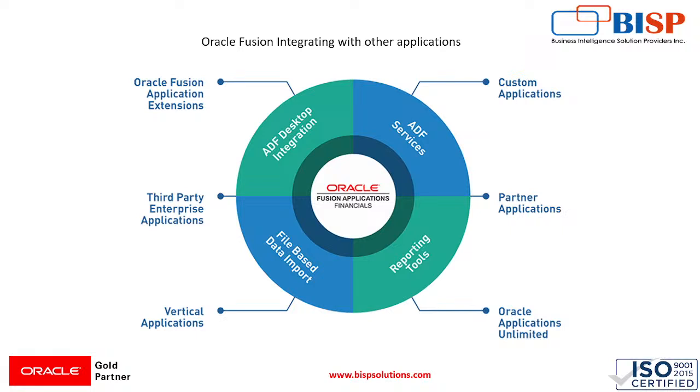FBDI is used for bulk data, that is master data or transactions, and it supports CSV or Excel file uploads via Oracle UCM, that is, Universal Content Management. It is commonly used to integrate with QuickBooks, SAP and Tally, etc. So here you can see the other application.